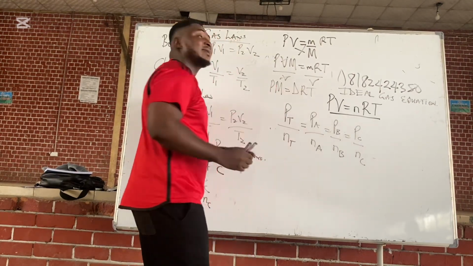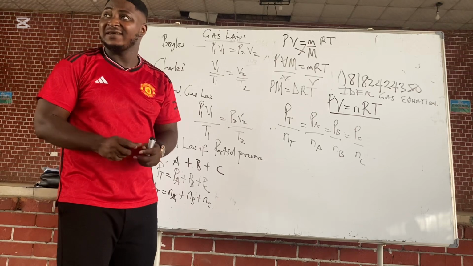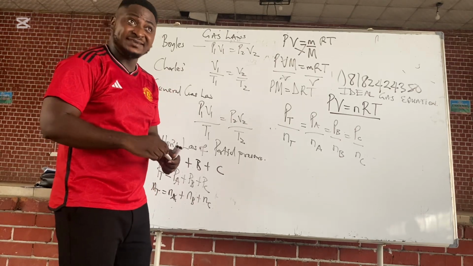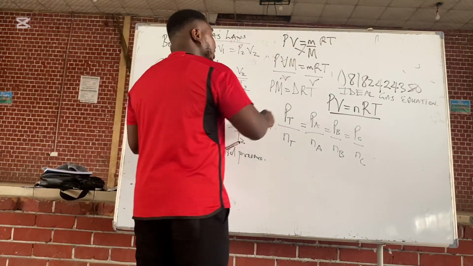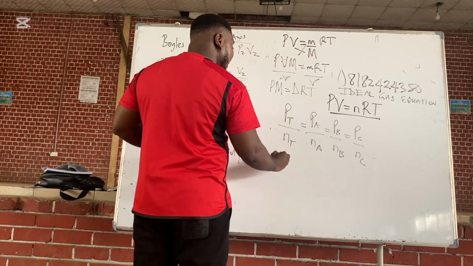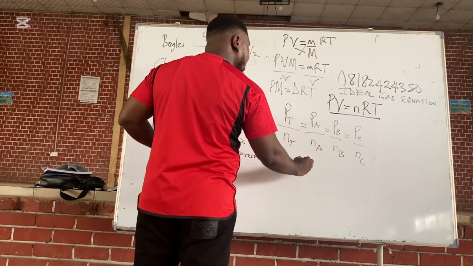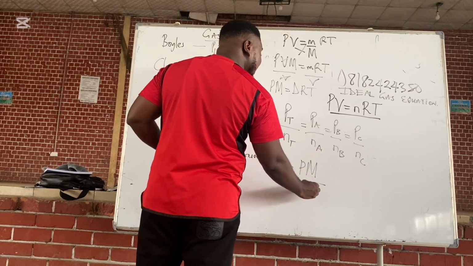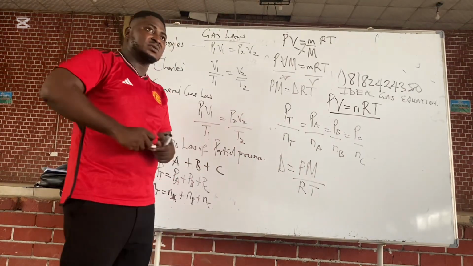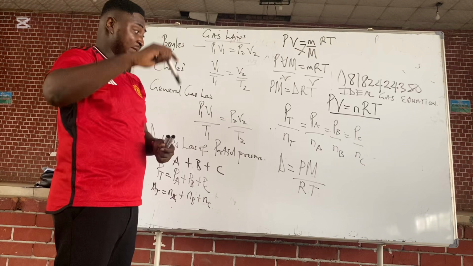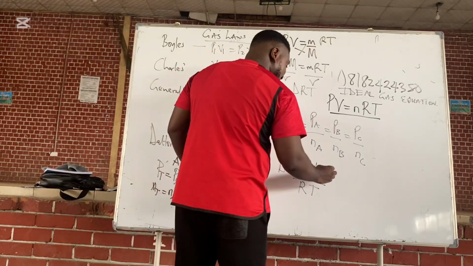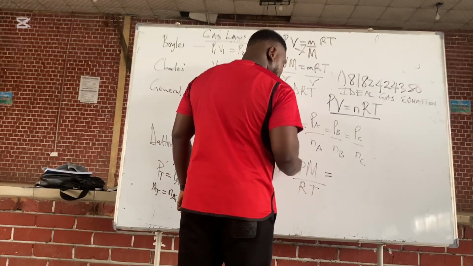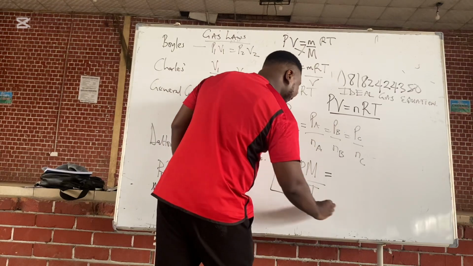Class, the density of an ideal gas. The density of an ideal gas, therefore, is pressure times molar mass, all over the gas constant times temperature. All over gas constant times what? Temperature. Class, this is the density of an ideal gas. Take this formula down, very important.